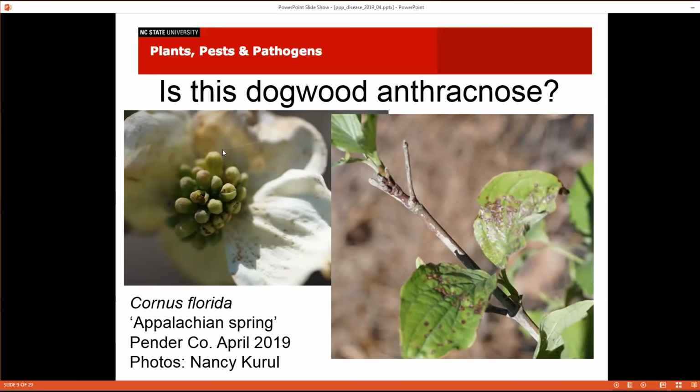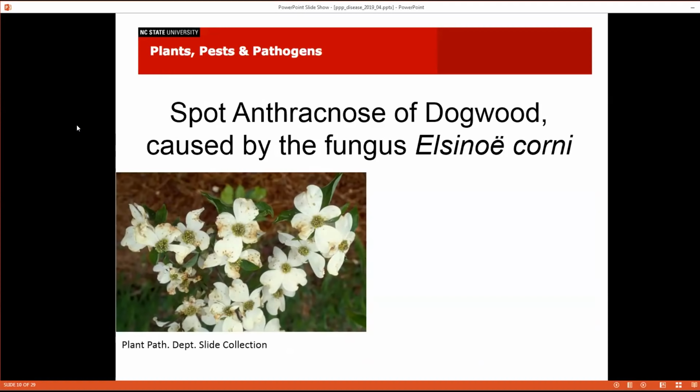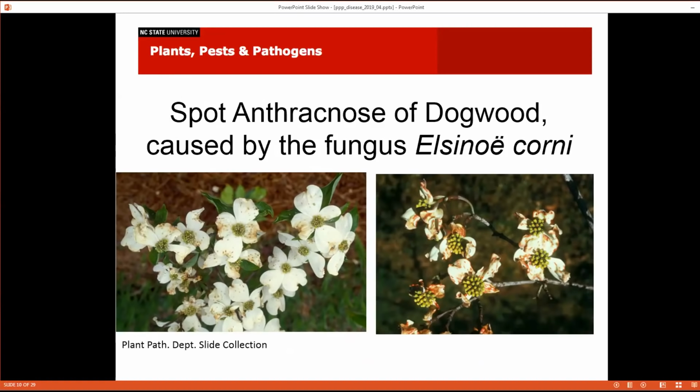It's caused by the fungus Elsinoe corni. Typically forms small red spots on the bracts. They can be very numerous and coalesce together, giving an almost burnt or frosted appearance to the blossoms. It'll vary a great deal from one year to the next, depending on the weather conditions in the spring.